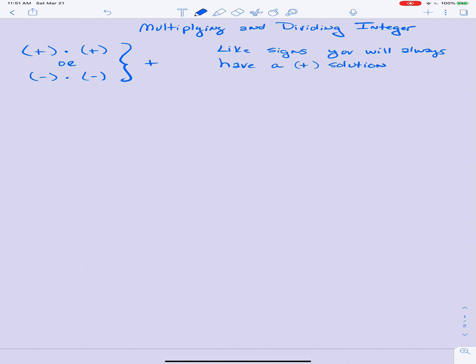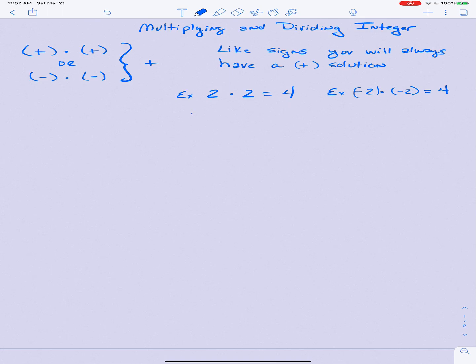How about we look at, let's go back to the very first. You guys all know that 2 times 2 is going to give you 4. So positive 2 times a positive 2 will always give you positive 4. Now, if I introduce a negative 2 times a negative 2, that is also going to give me positive 4, because I have a negative times a negative, which means I have like signs, which will always give me positive.